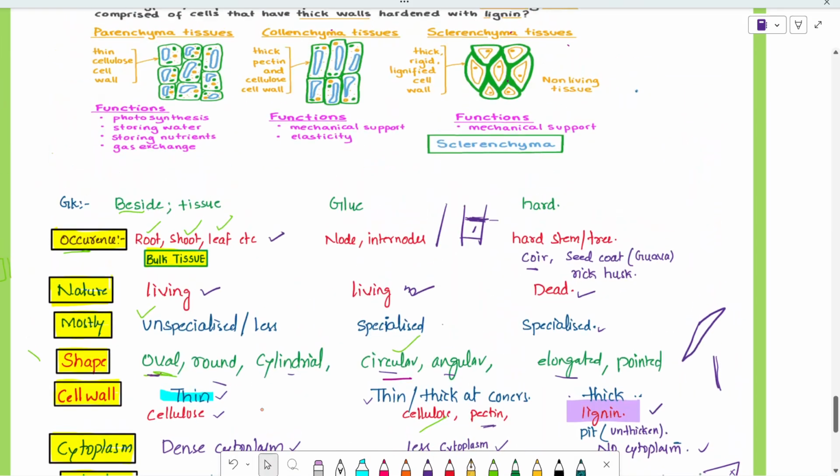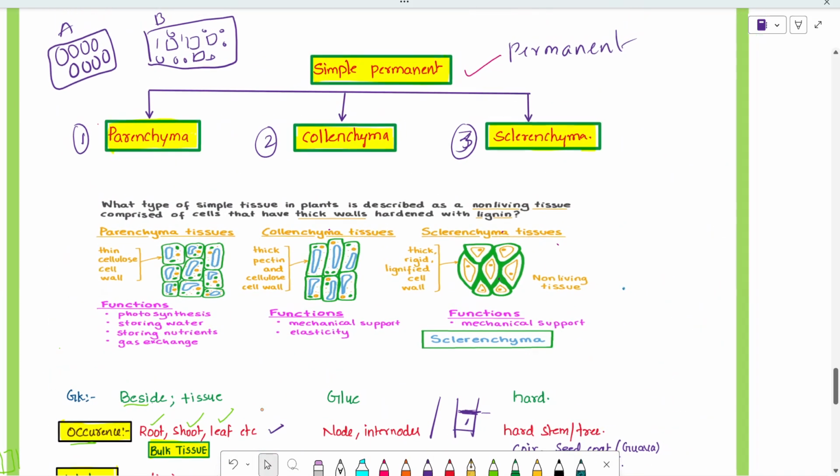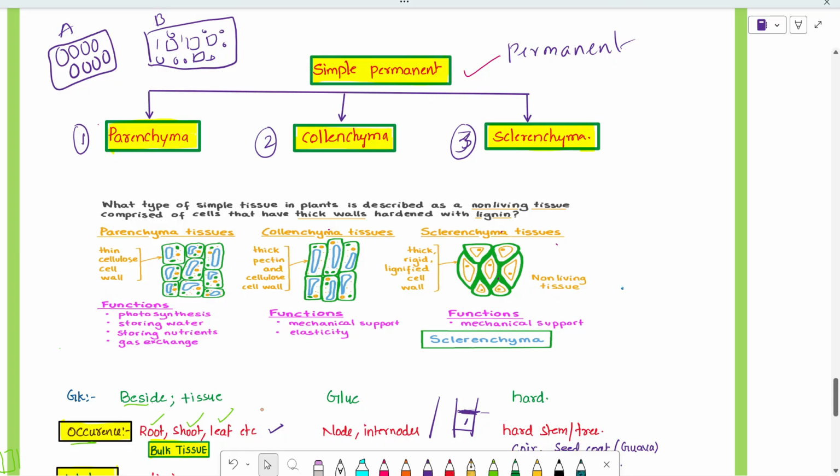So now, what are the simple permanent tissues? Where do the simple permanent tissues come under? If I am taking plant tissues, they are divided into two types. One is meristematic tissues, the other is permanent tissues. Permanent tissues are divided into simple and complex. Today we are learning about the simple. The simple are further divided into parenchyma, collenchyma, sclerenchyma. That only we are learning today.